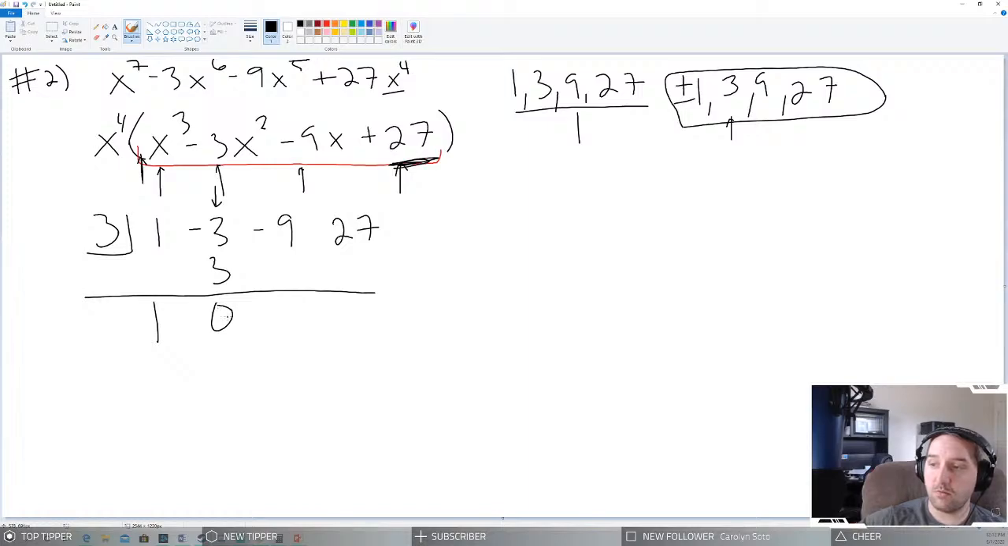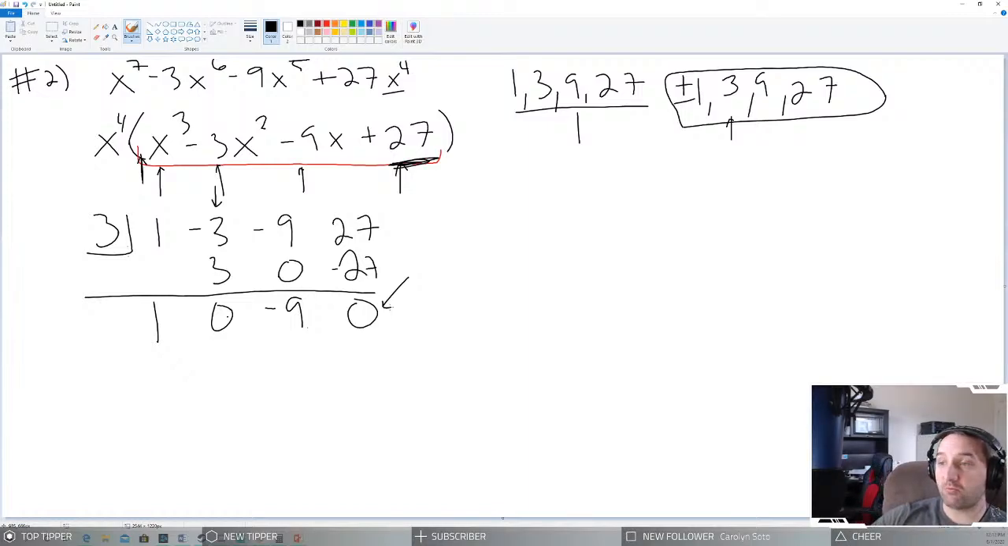Add straight down, multiply, 0 times 3 is 0. Add straight down and then multiply, negative 9 times 3 is negative 27. Add straight down, you get 0. Now, you know it divides evenly when your remainder is 0. My remainder is 0. Yay, that is one that we want.